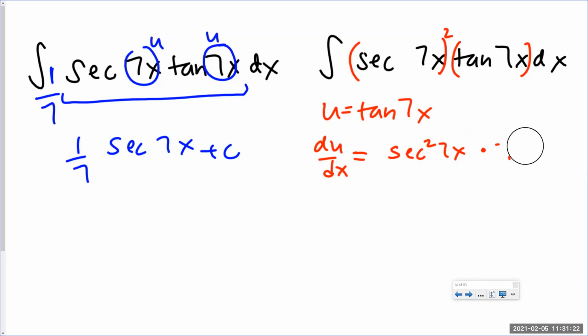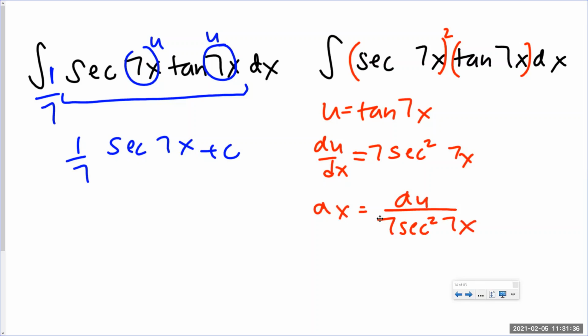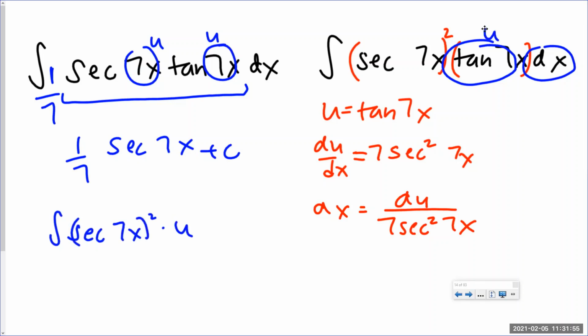All right, so I'm going to move the 7 to the front just because I don't want to accidentally multiply by that 7x. That is a 7 actually. Okay, solve for dx. I would get du over 7 secant squared 7x. Okay, I substitute two things. What two things do I substitute? My u and my dx. If you did not circle it, you do not substitute it. So this becomes the integral of secant 7x quantity squared times, that's my u right there. My dx is right here. So this would be du over 7 secant squared 7x.